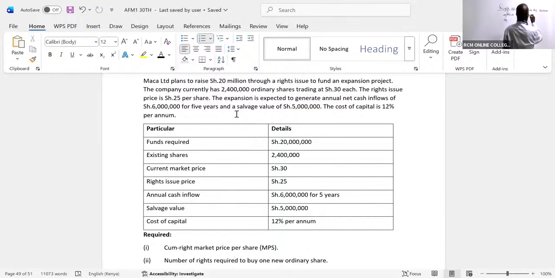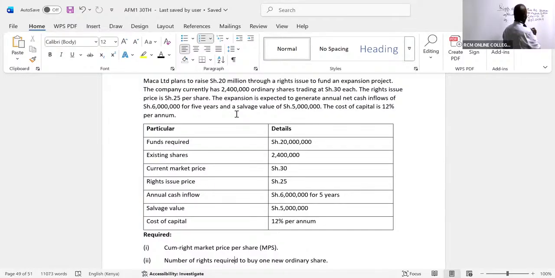Existing shares, they have told us are 2.4 million. Then we have current market price per share. Current MPS is 30. Then we have rights issue price. Rights issue price is 25.